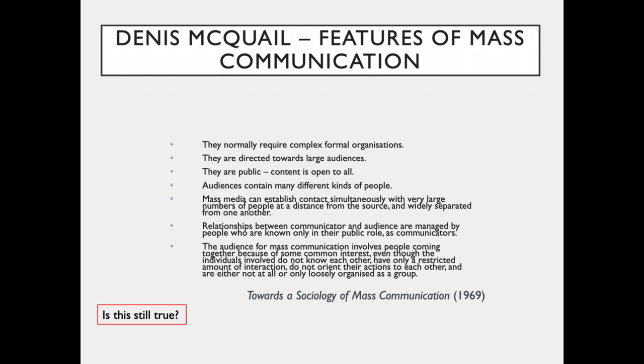So as it goes on, it's about being able to contact simultaneously very large numbers of people at a distance, separated from one another. That is what the mass media is: this ability to broadcast, to get information out to people all around the globe, or all around a particular country or area. And the relationship between the communicator, the writer, and their audience is managed by, as it says, people who are only known in their public role as communicators.